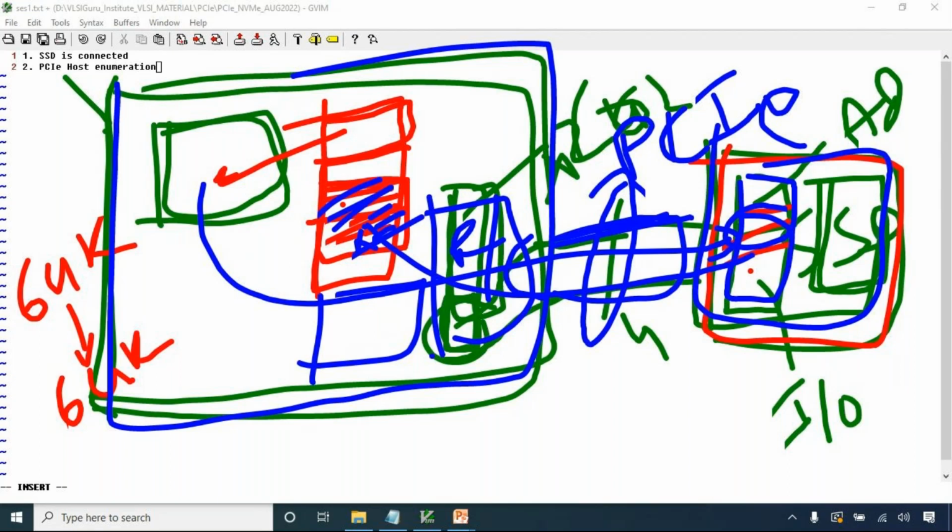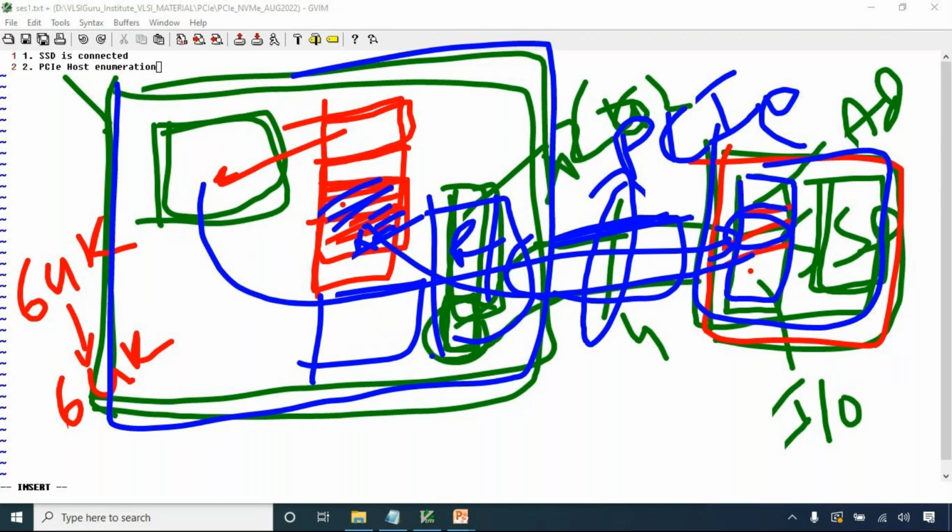We can remove NVMe also and keep only PCIe. We can't do that, right? Because if I just keep PCI Express, it cannot understand IO commands. It cannot understand the administrative commands. It doesn't understand what is meant by doorbell. That additional logic itself we are calling NVMe logic.